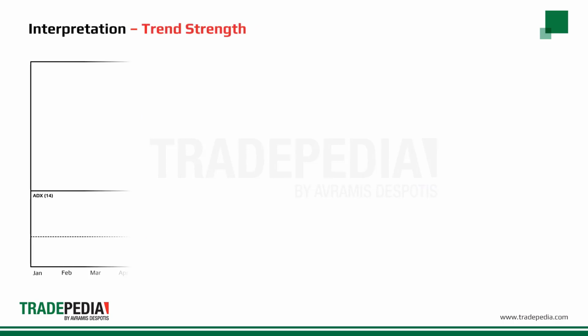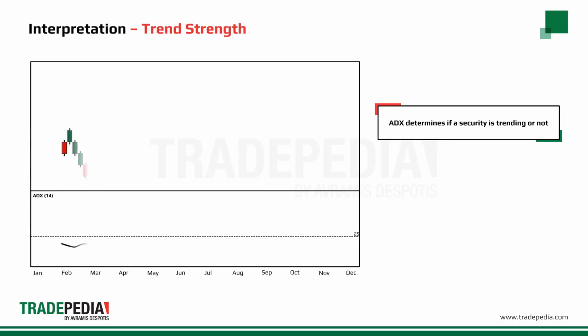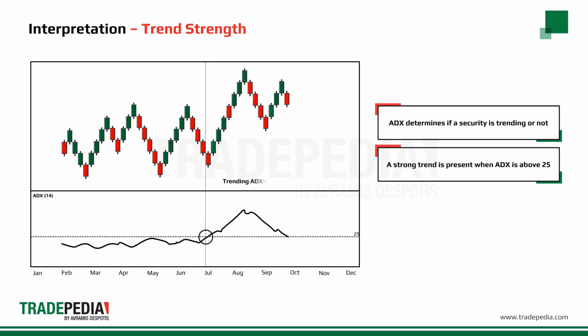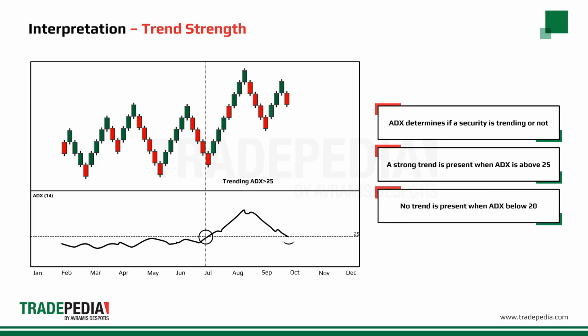The Average Directional Index can be used to determine if a security is trending or not. Wilder suggests that a strong trend is present when ADX is above 25. No trend is present when ADX is below 20. There appears to be a gray zone between 20 and 25, so traders could use a lower level than 25 to increase the sensitivity of the method.